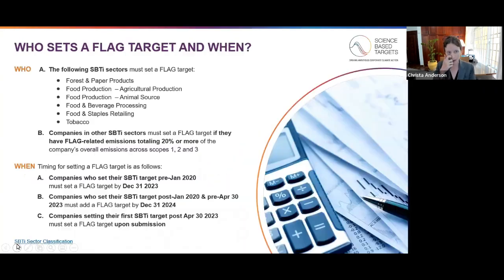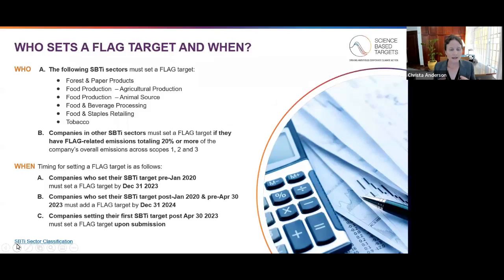You can go to the next slide now, and I'll start with who sets a target and when. In terms of who, there are 2 principal criteria. So for A, the following SBTi sectors must set a FLAG target. If you're in forest and paper products, food production for agricultural production or animal source, food and beverage processing, food and staples retailing, and tobacco. And these are SBTi designated sectors. You can find that information about SBTi sector classification on our website, and there's a link here on this slide as well. That's the first criteria.